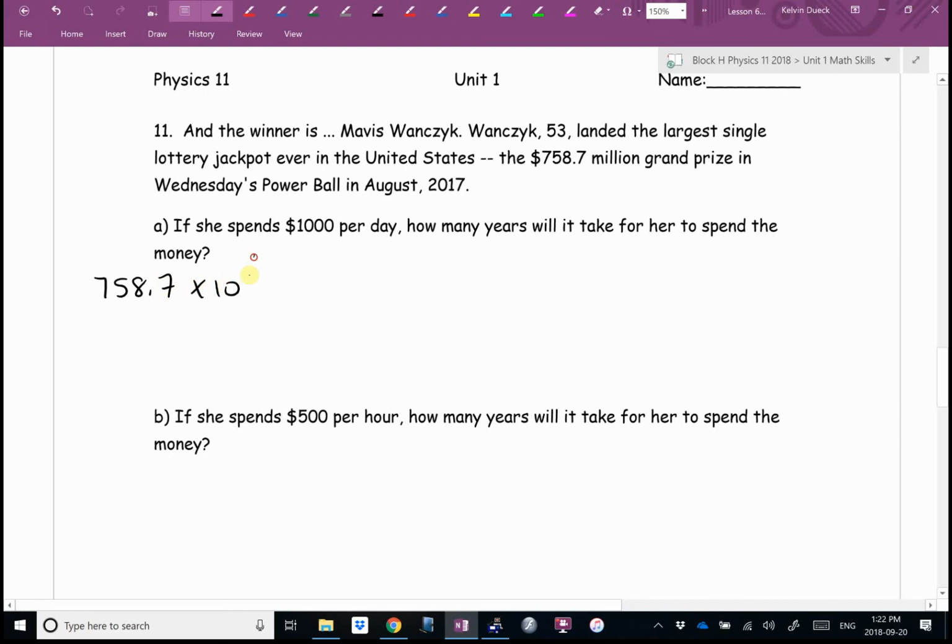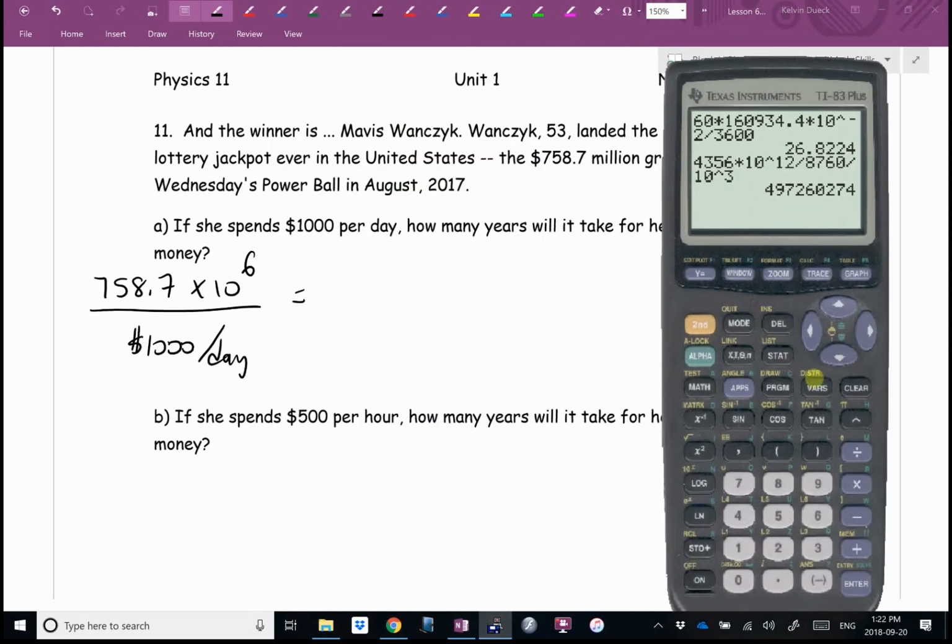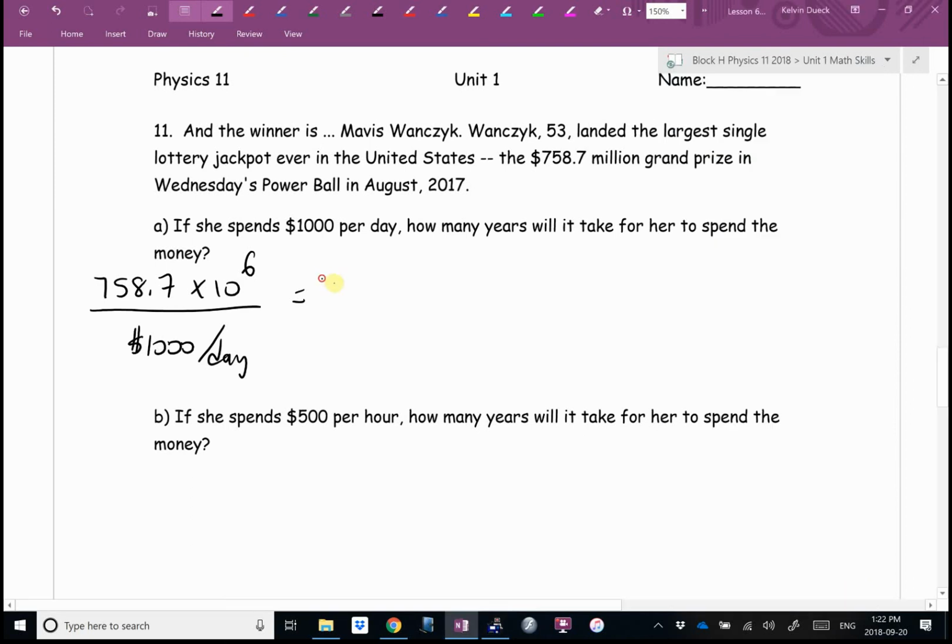Million, I know, is 10 to the 6th, so I'm just going to do that. And I'm going to divide it by $1,000 per day. Can you do that on your calculator, please? That'll tell us how many days it's going to take her. I'm getting it's going to take her 758,700 days. And now we're going to convert that to years.